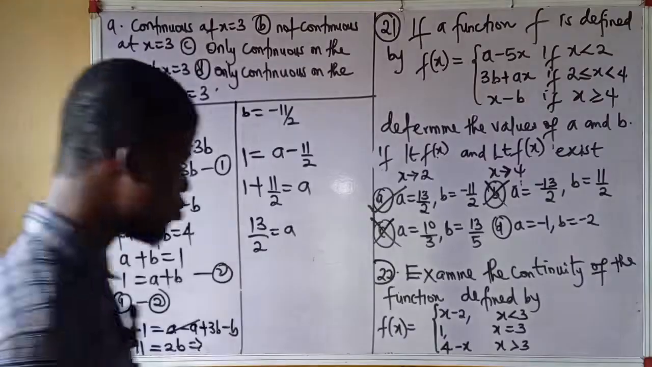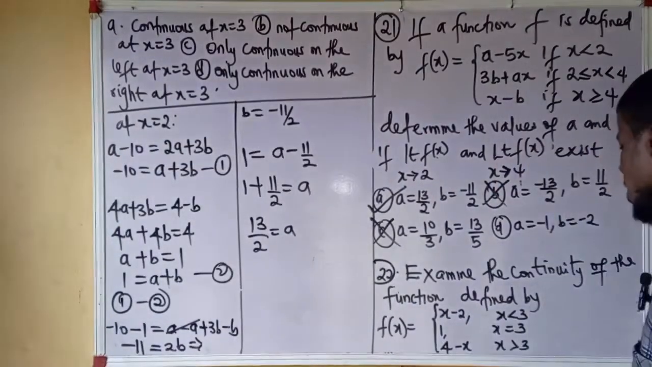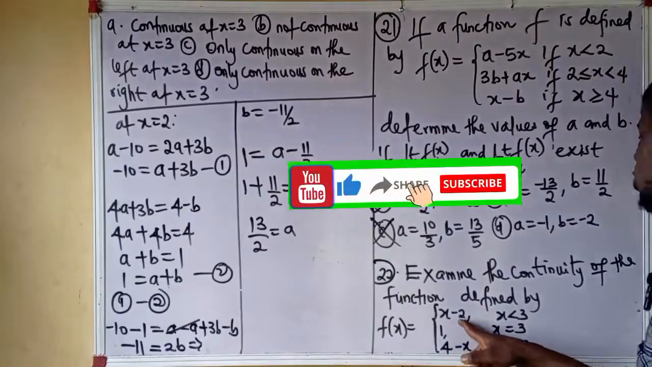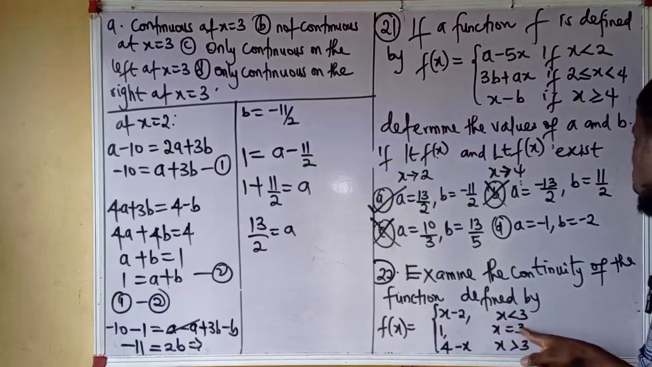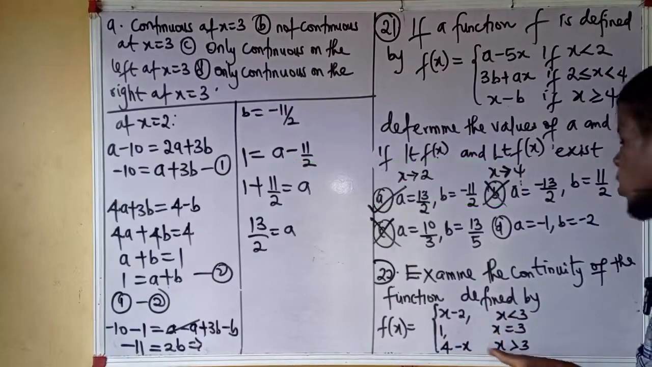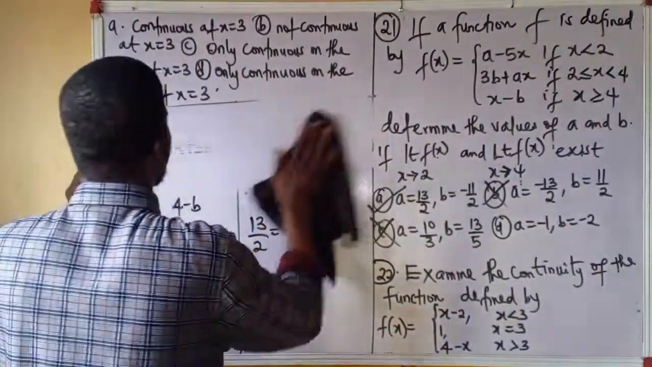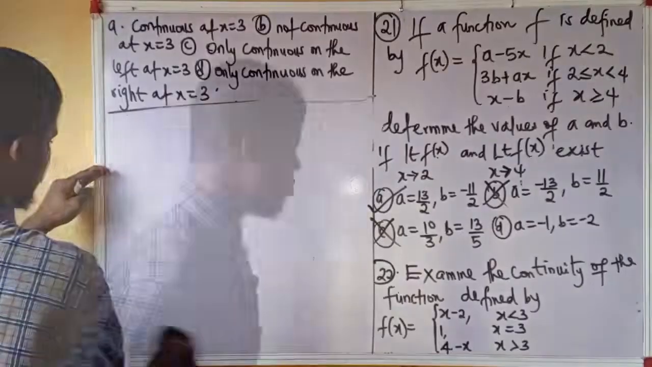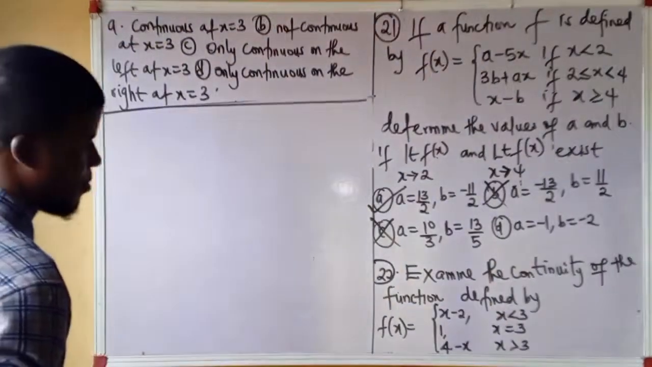So question 22, let's examine the continuity of the function defined by this. x minus 2 when x is less than 3, 1 when x is equal to 3, and 4 minus x when x is greater than 3. Okay, the options are here. Now, looking at this function, let's see.